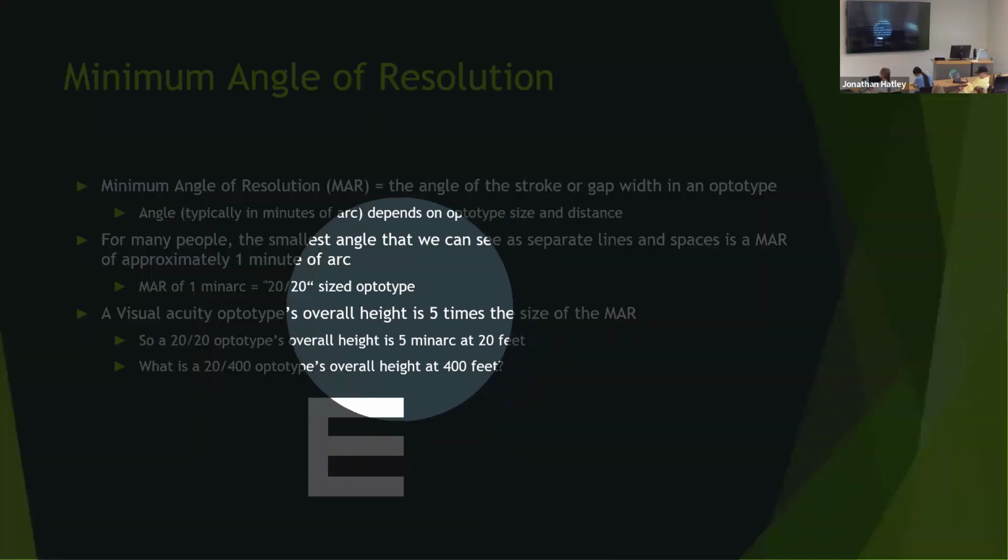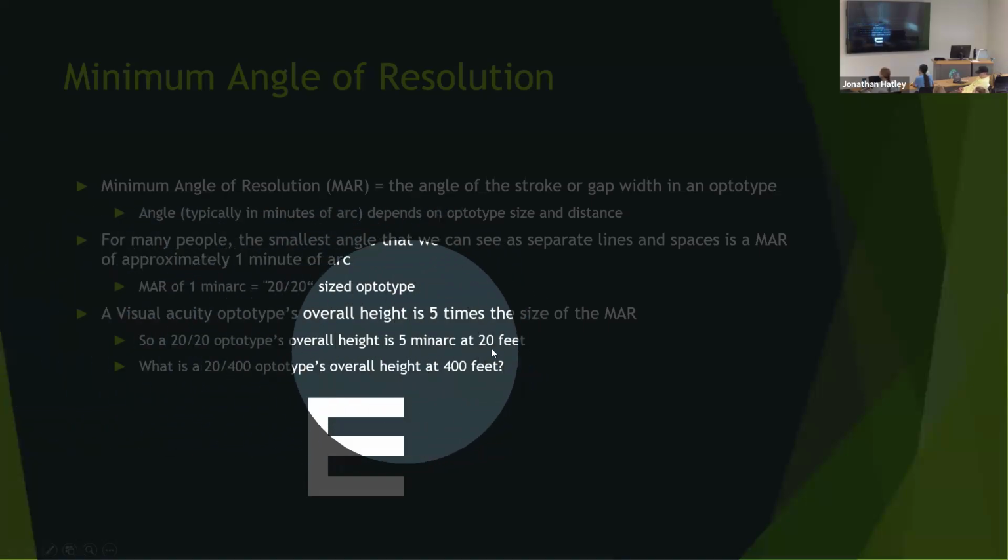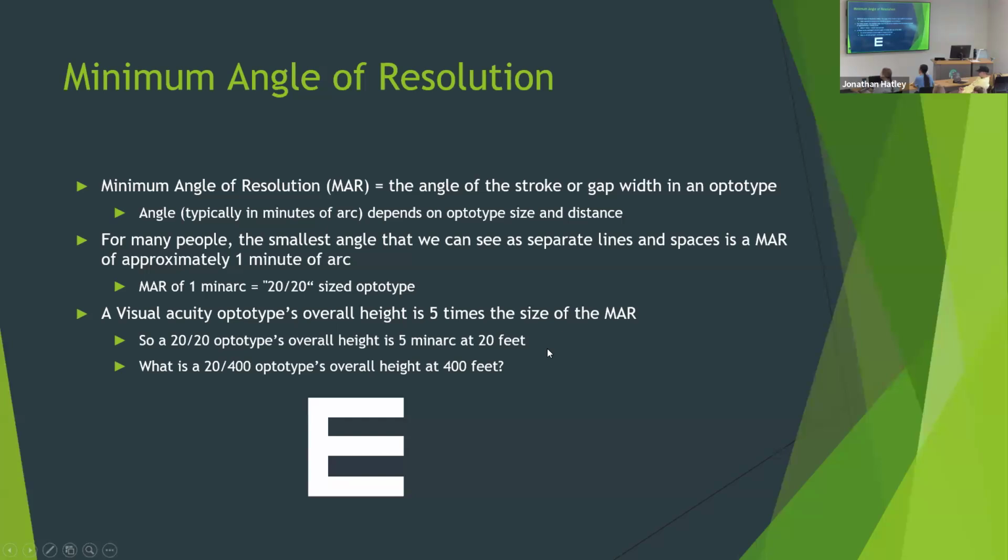So let's ask about a couple other things. We talked about 20/20. We know that the angle that letter subtends at 20 feet is 5 minutes of arc. I may have said seconds there, that's my fault. 5 minutes of arc. So if we have a 20/400 size optotype, what is that optotype's overall height if that letter is at 400 feet? 5 minutes of arc. Yeah, so the relation between the letter and the 5 minutes of arc is just that.